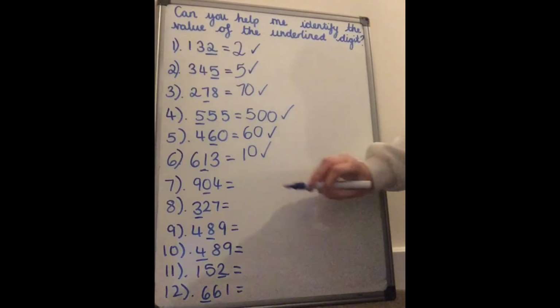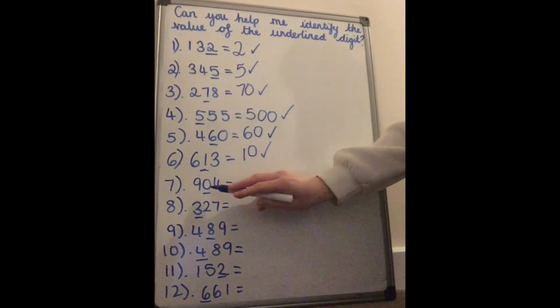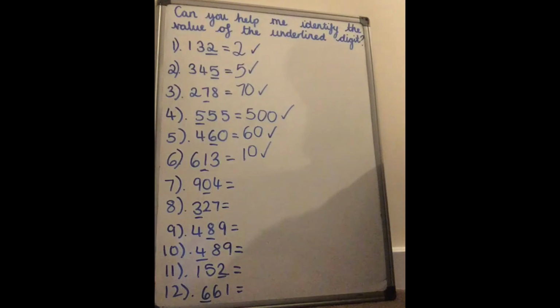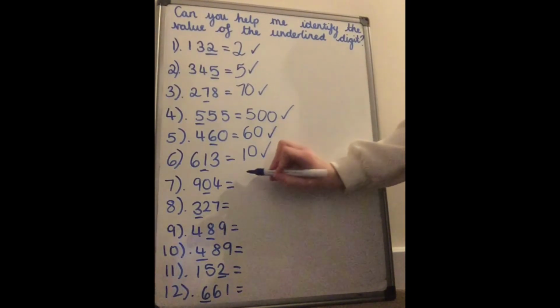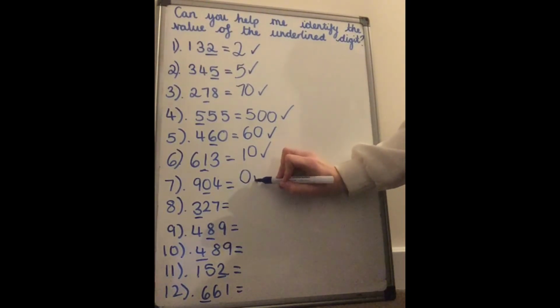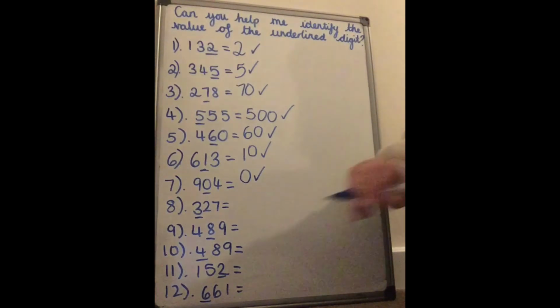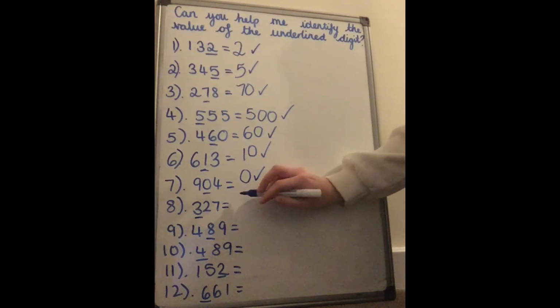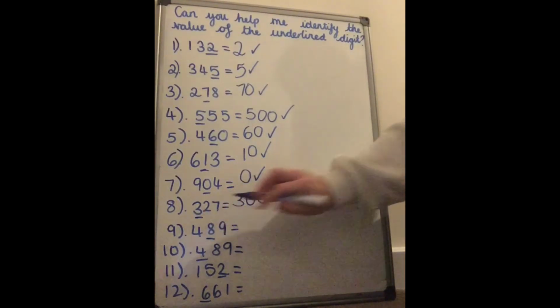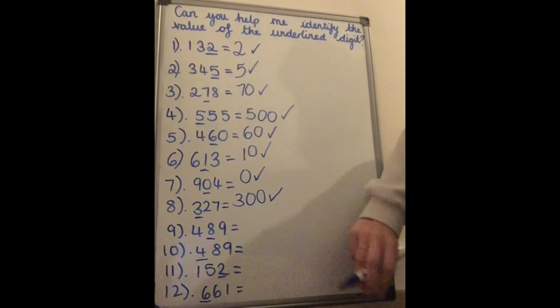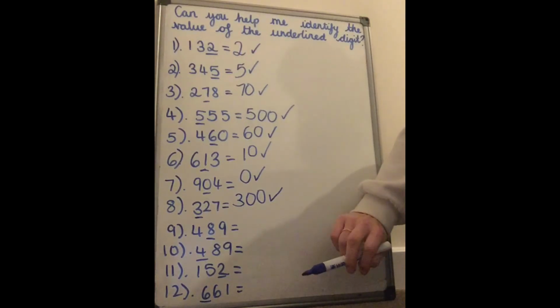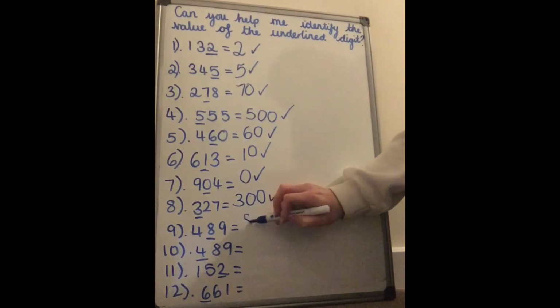Next one, 904, the 0 has been underlined. 0 tens is still going to be 0. Do not get fooled by zeros. Next one, 327, the answer is 300 because it's in the hundreds column that we are looking at. Here, 489, the 8 has been underlined, but it's not 8, is it? It's 8 tens, which is 80.